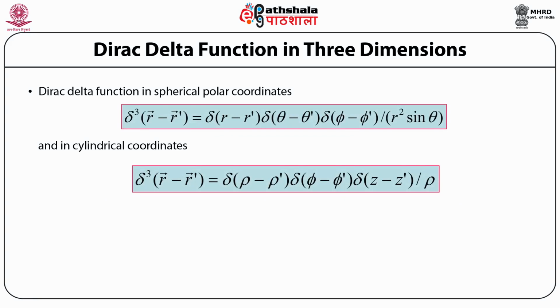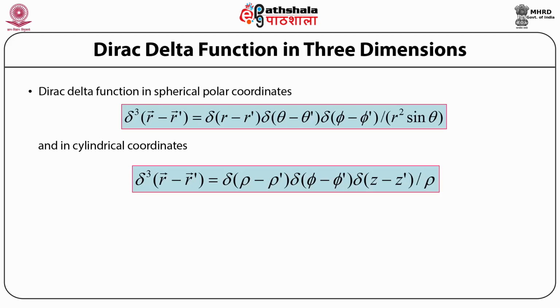Now let us define the Dirac-delta function in the spherical polar coordinates. It can be written as delta cube of vector r minus vector r prime is equal to delta as a function of r minus r prime times delta as a function of theta minus theta prime times delta as a function of phi minus phi prime, whole divided by r square times sine theta.